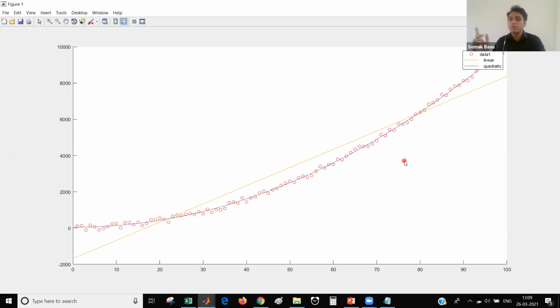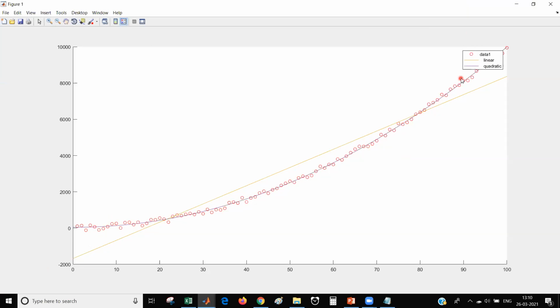Is my screen visible to everybody? Yes, sir. See, does this data follow a linear pattern? No, this data does not follow. Had this data followed a linear pattern, these data points would have been on this straight line. But are the data points on the straight line? No. Rather, the data points lie near to the quadratic graph.